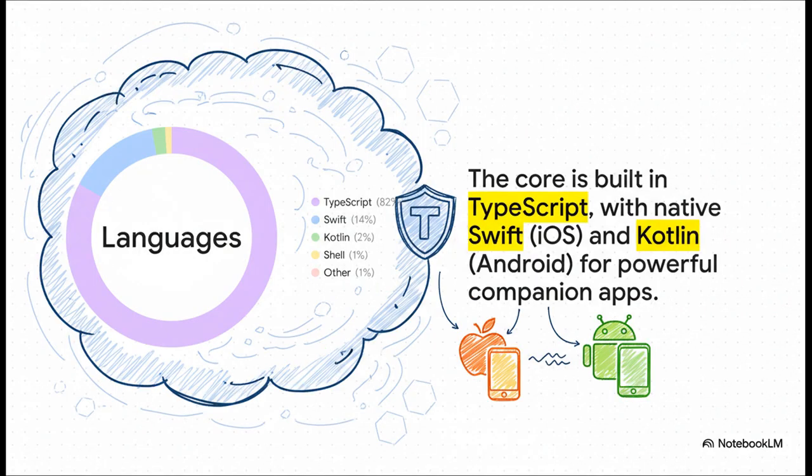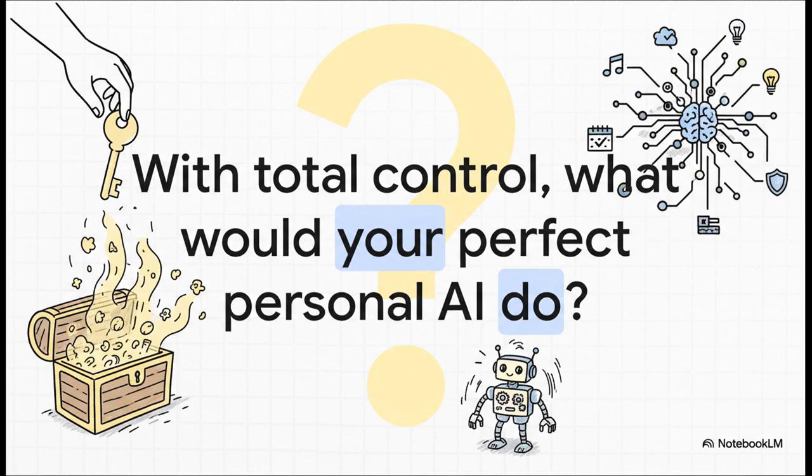And if you peek under the hood at the tech, you can see this is a serious project. That huge chunk of TypeScript tells you it's a modern, robust application. And then you see Swift and Kotlin in there? Yep, that means they're building proper, native companion apps for iOS and Android. This is the real deal. So, what this all really boils down to is that projects like Clawdbot are opening up a whole new world. They're handing the keys to the AI kingdom back to us, the users, which leaves us with a pretty fascinating question to chew on. If you could design your own personal AI with total control and limitless possibilities, what would you have it do? What would your perfect assistant be like?